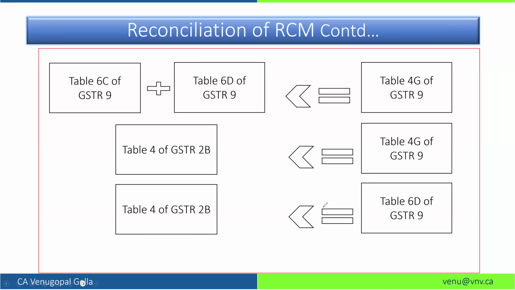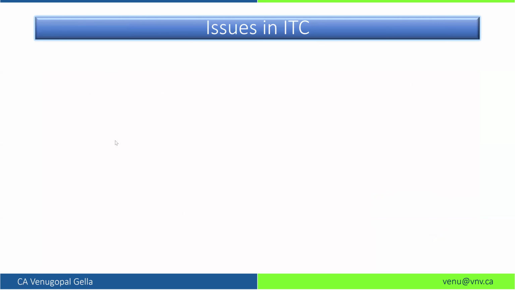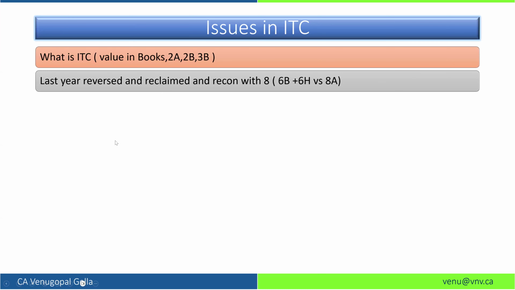Your 2B table 4, so the value that you are reporting in 6D should be higher than the value that is there. So some have not reported. So 6C is URD, 6D is RD. All right. So the issue is last year credit reversed and reclaimed.